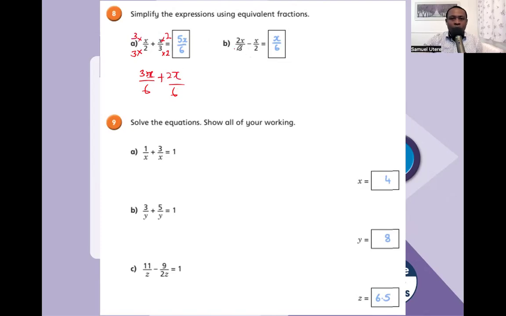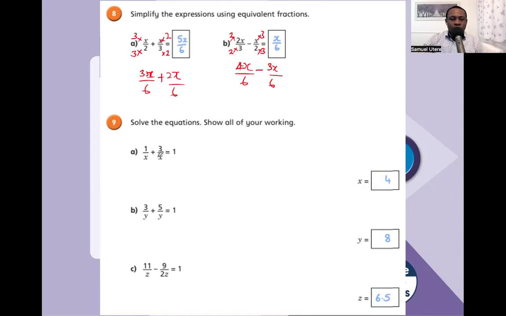Here, we multiply this by 2 to make it 6, and we'll multiply this by 2 as well. We'll multiply this by 3 to make it 6. We'll multiply this by 3 as well. So now we have 4x over 6 minus 3x over 6. Okay, the denominators are equivalent, so we simply just subtract the numerators. So 4x minus 3x will be x over 6, right?